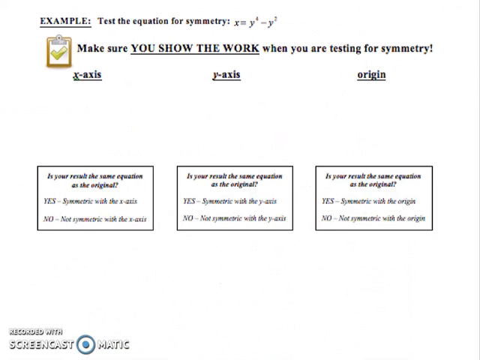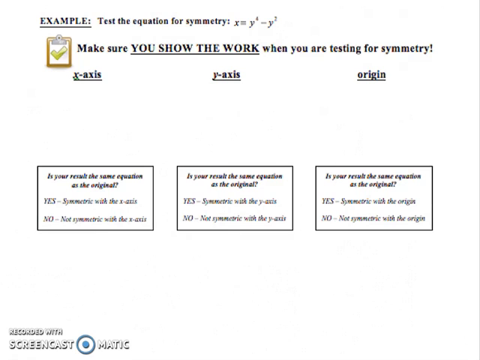So now let's put these tests here into action. It says test this equation for symmetry. Make sure you show your work. So we want to test the same equation for symmetry with the x-axis, with the y-axis, and with the origin.